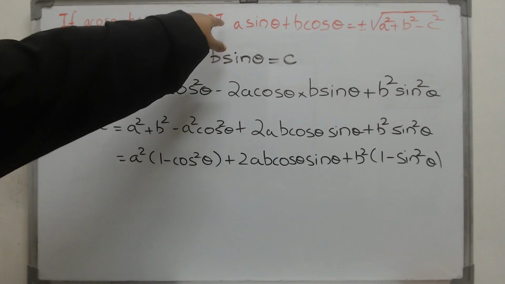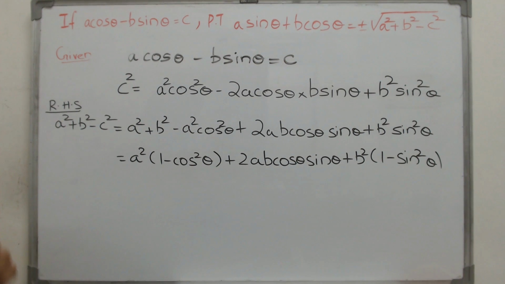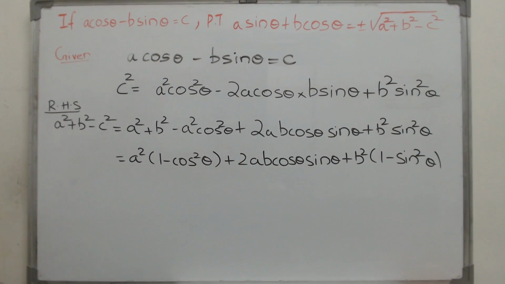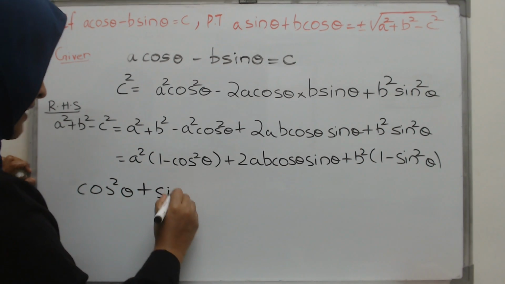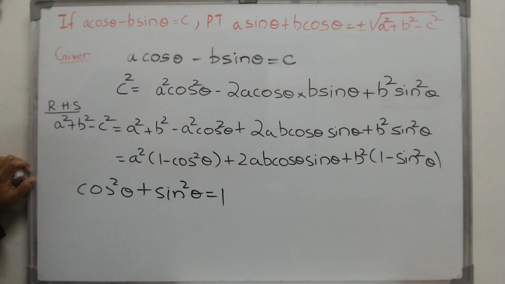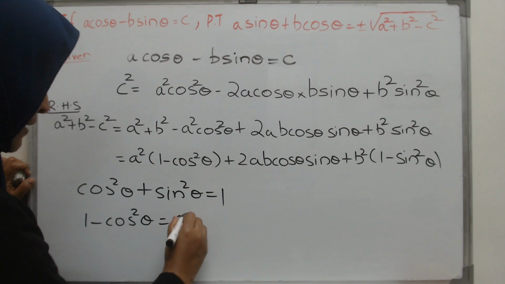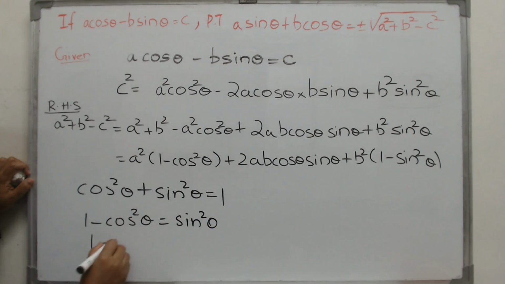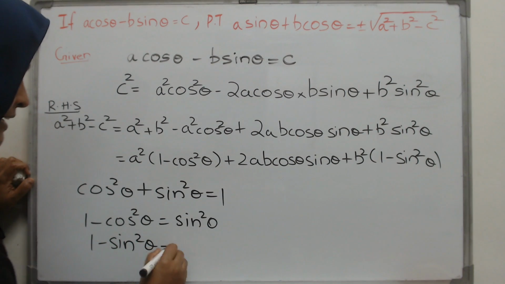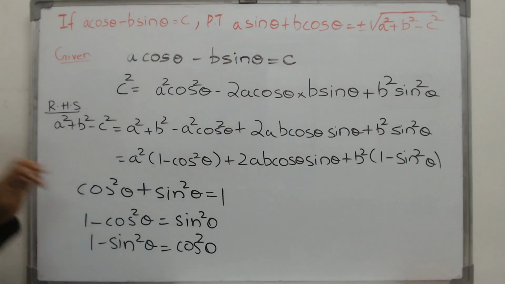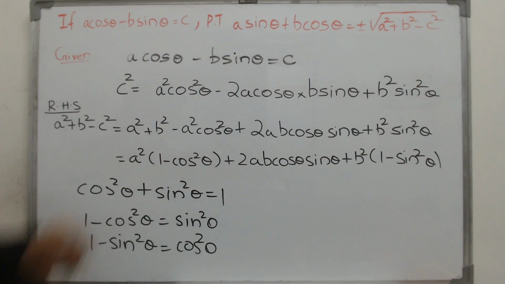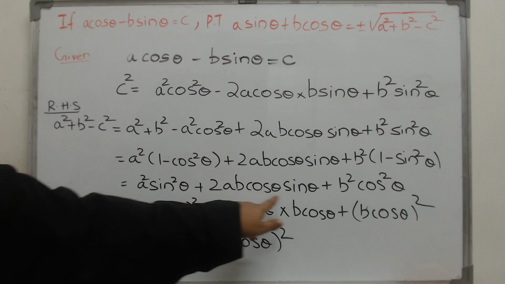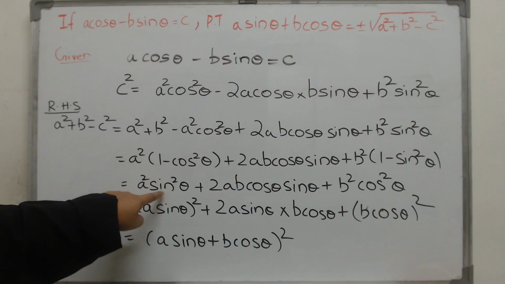From this, how do we arrive at this? How are sin square theta and cos square theta related? Their squares added will give you 1. Which means what? If you take 1 minus cos square theta, that will be sin square theta. And if you take 1 minus sin square theta, that will be cos square theta. See, that is exactly what we have here. So shall we substitute these values here? Once we substitute the value, our expression looks like this.